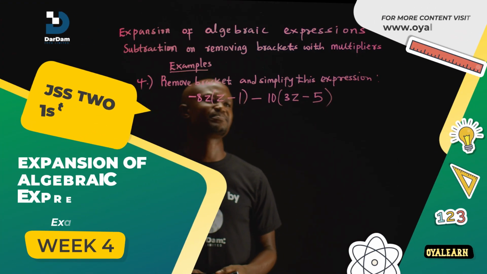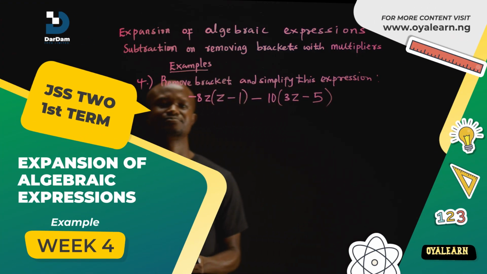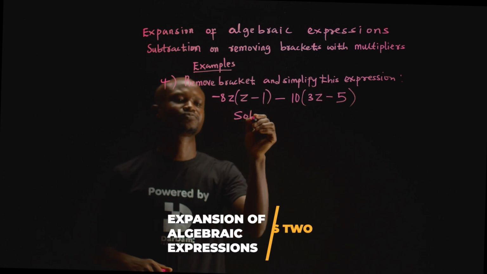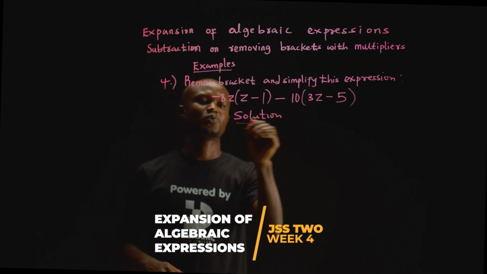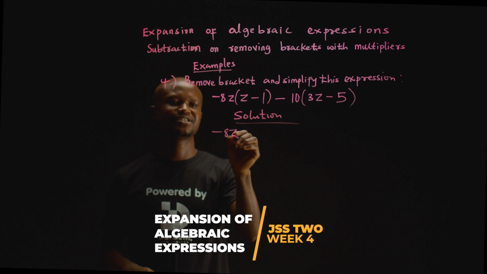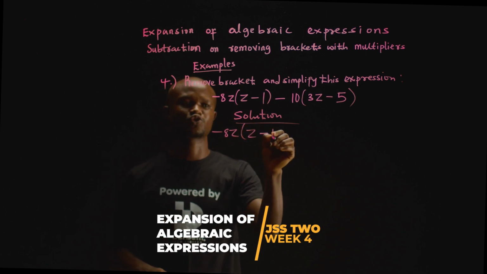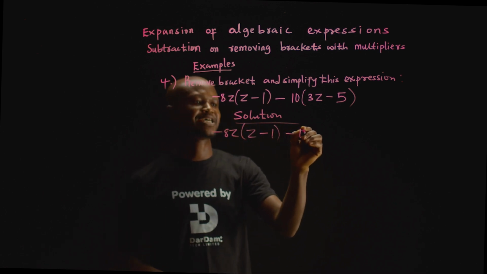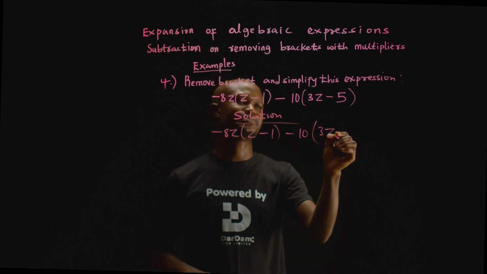Remove bracket and simplify this expression. Solution. We have minus 8z into bracket z minus 1, minus 10 into bracket 3z minus 5.